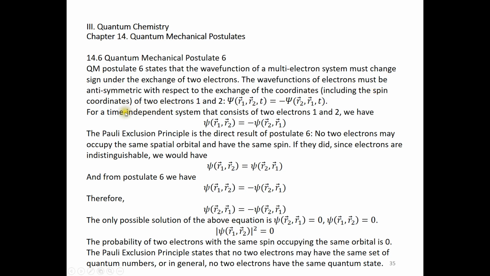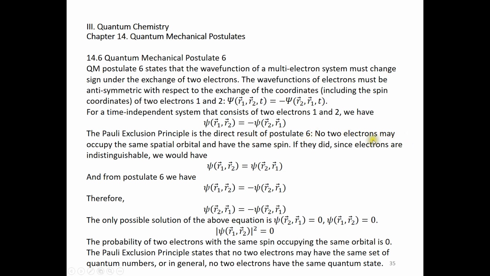the electron. For a time-independent system that consists of two electrons, 1 and 2, we have a simpler mathematical expression. We do not have the time variable t, so the lowercase psi of R1 and R2 equals negative psi of R2, R1. The Pauli exclusion principle is the direct result of postulate 6.